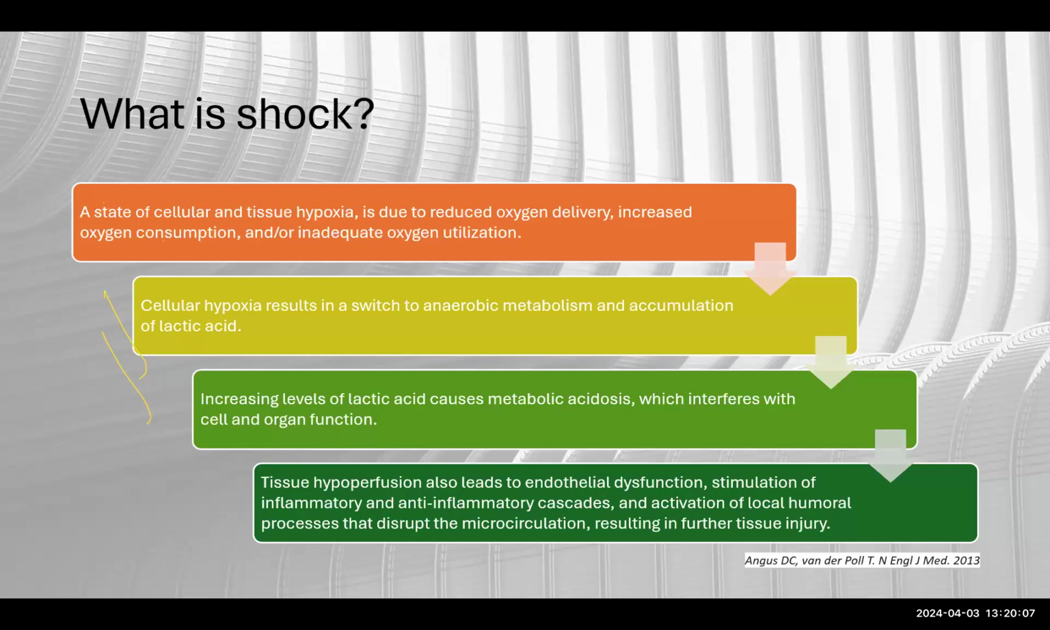So that's what we find when we measure the serum lactate. When there's increased lactate, we say, oh gosh, the perfusion may not be good. This is because the cells turn to anaerobic mechanisms. An increased level of lactic acid will cause metabolic acidosis, which will interfere with cell and organ functions. Such tissue hypoperfusion may also trigger endothelial dysfunction, stimulation of the pro-inflammatory and anti-inflammatory cascades that I mentioned in my previous slide, and activation of humoral neuroendocrine processes, which disrupt the microcirculation, affect the cortisol response, resulting in further tissue injury.